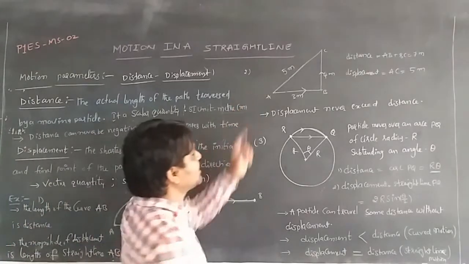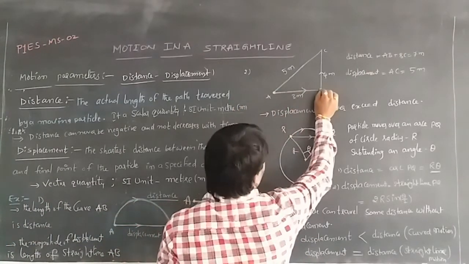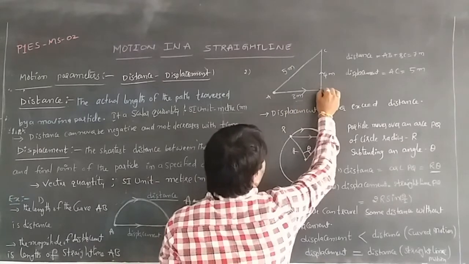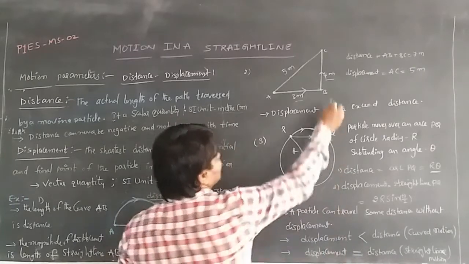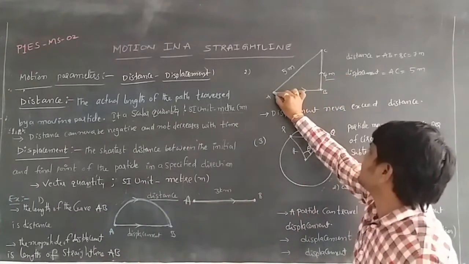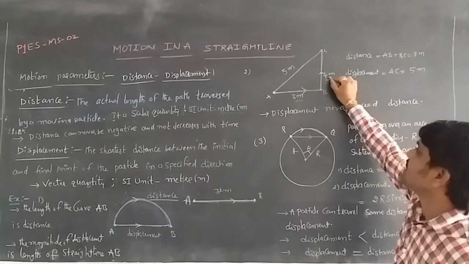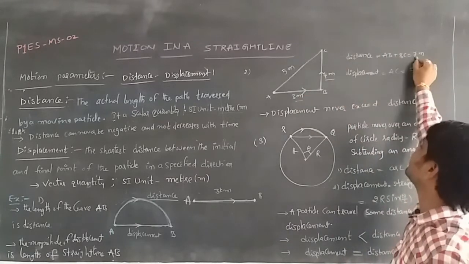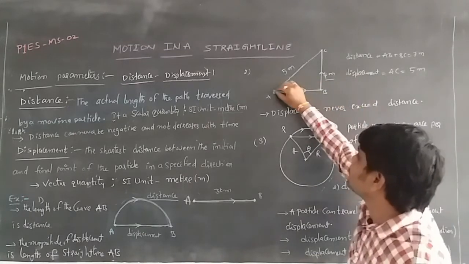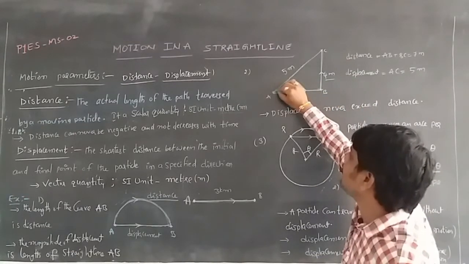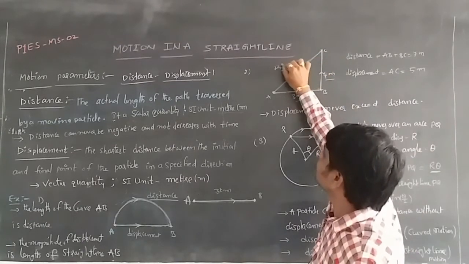The other example is a particle that started from A and traveled towards B for 3 meters, and from B to C for 4 meters. Then the traveled distance is AB plus BC, so 3 meters and 4 meters, totally 7 meters, will be the distance. And the shortest distance which can be drawn from the initial point to the final point will be the displacement.